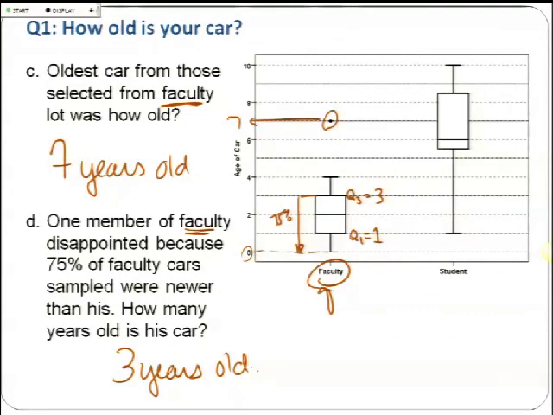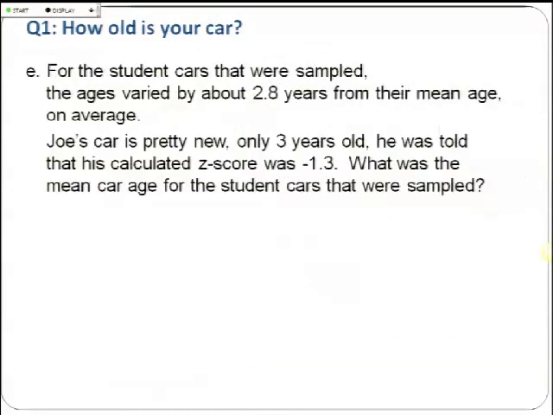Part E talks about the students. And the first sentence there says the students' cars had ages that varied by about 2.8 years from their mean on average. What is that the definition or interpretation of? 2.8 is the standard deviation for the ages of cars in the student data set. So Joel's car is pretty new, only 3 years old.